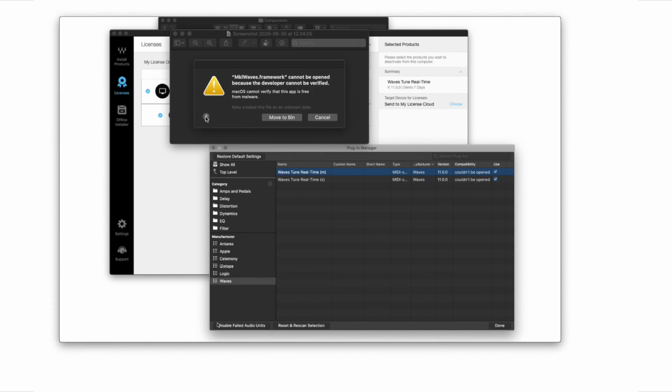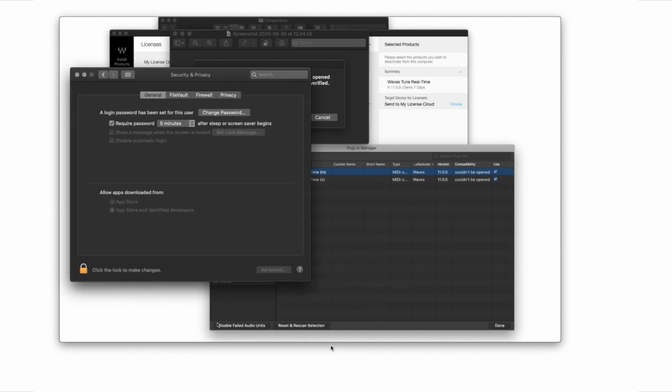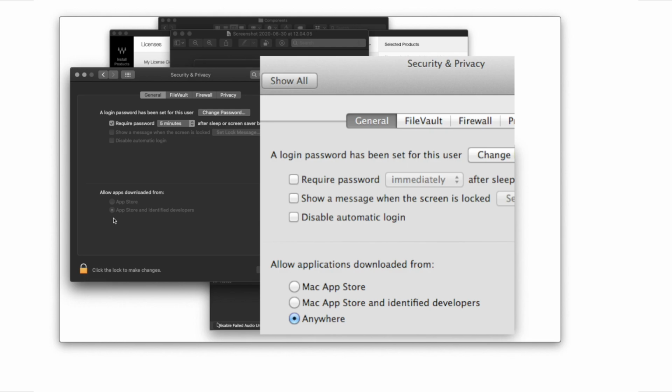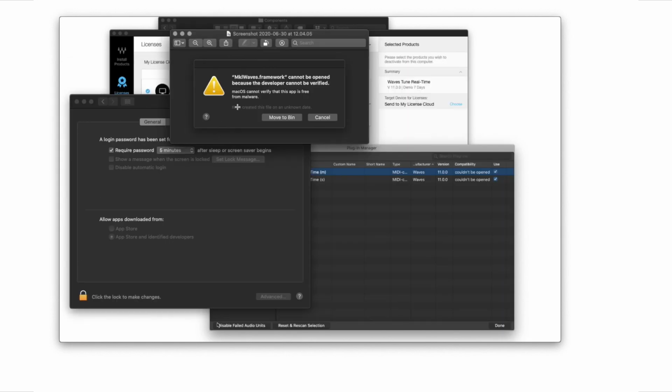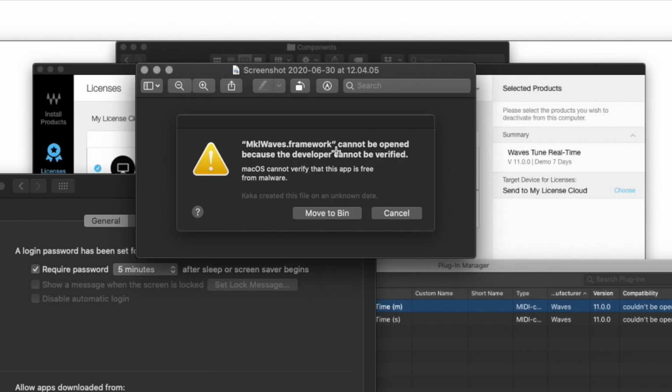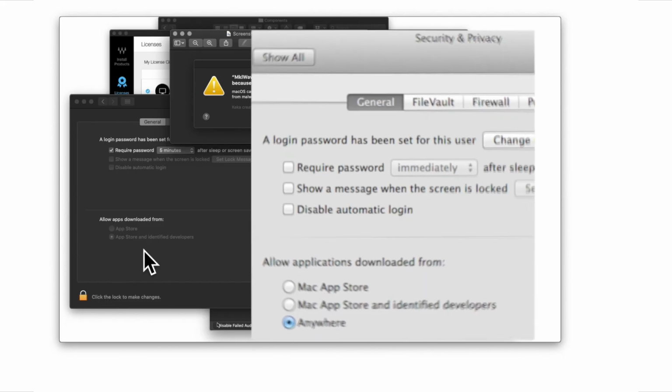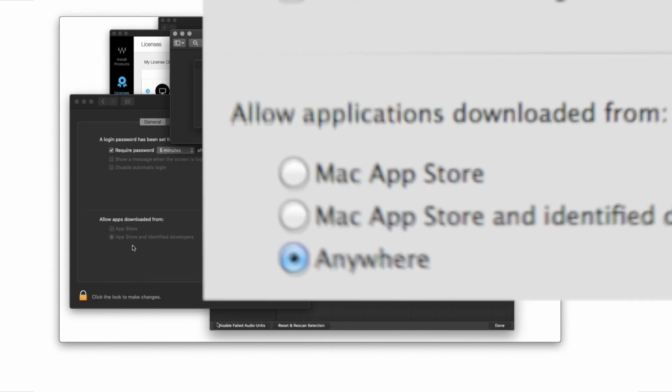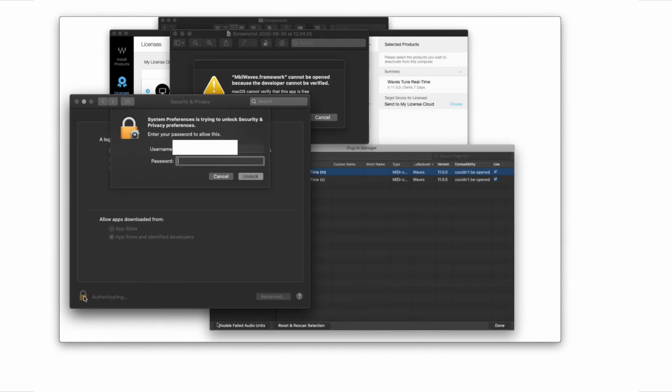I pressed this little question mark beauty here. And basically that took me to this. Now on some of the older versions of the iOS update, there's another option down here that says anybody or anywhere or everywhere or something like that. And basically it's saying on my computer, my security settings are set that Waves is an identified developer, but you can't click anybody like you used to be able to. So I had to click this padlock, drop my password in.